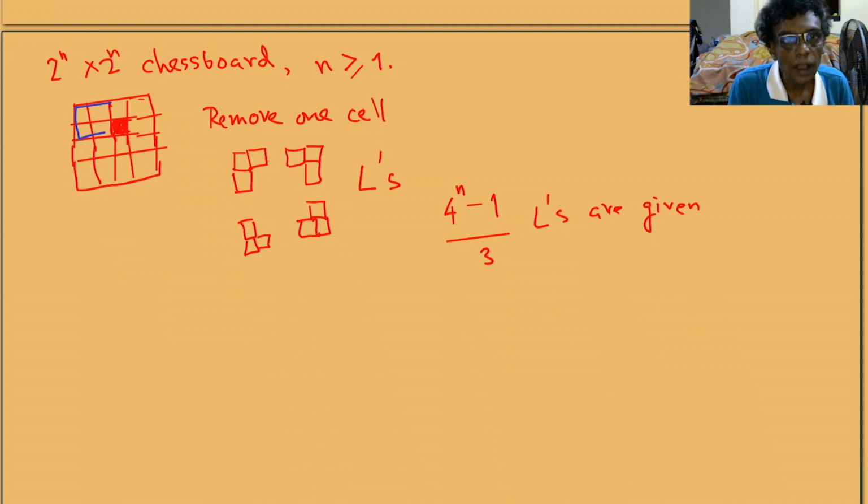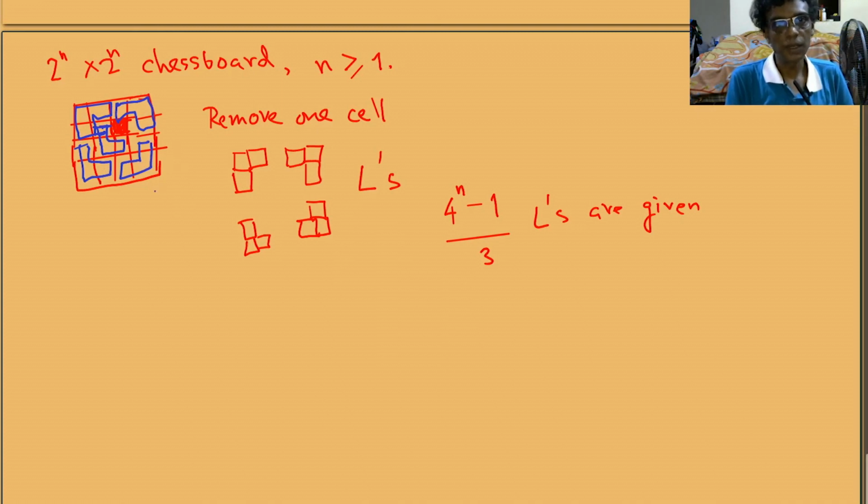This is an L. I make this L. This is a second L. And this thing I will include. This is a third L. This is a fourth L. This is a fifth L. Okay, so for this example, it is doable. But why is it in general true? N may be 100, a very big chessboard. Still this can be done.